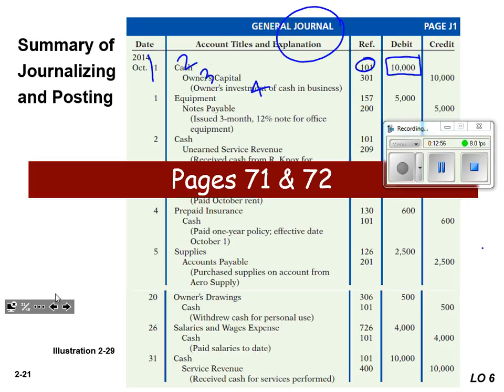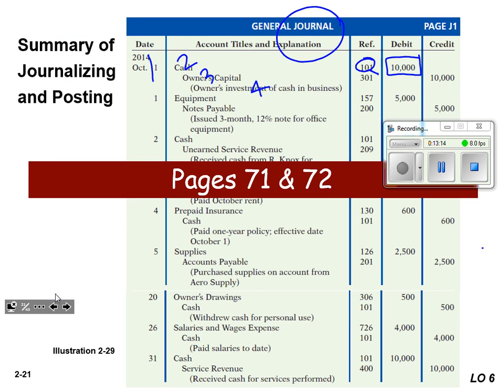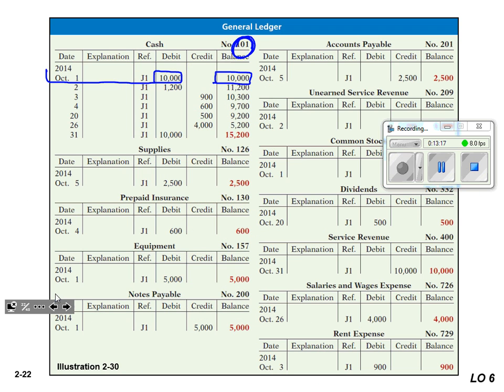Owner's capital. We credited it for $10,000. So what I would do is go find owner's capital. Do I not even see it on here? Well, it'd be in here. We'd put our credit of $10,000 in. We'd put our number in, and we'd come back and put 301. It's got to be there. No, I don't. Well, they're giving us a really weird version right here. Shame on the book.